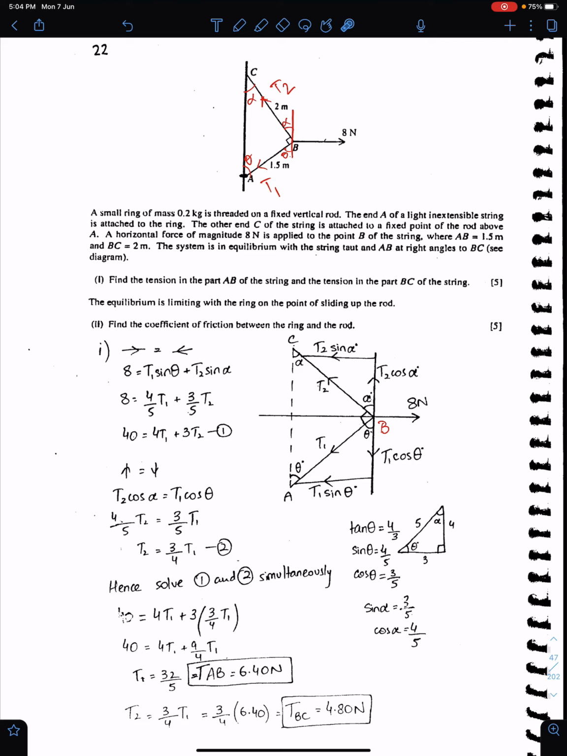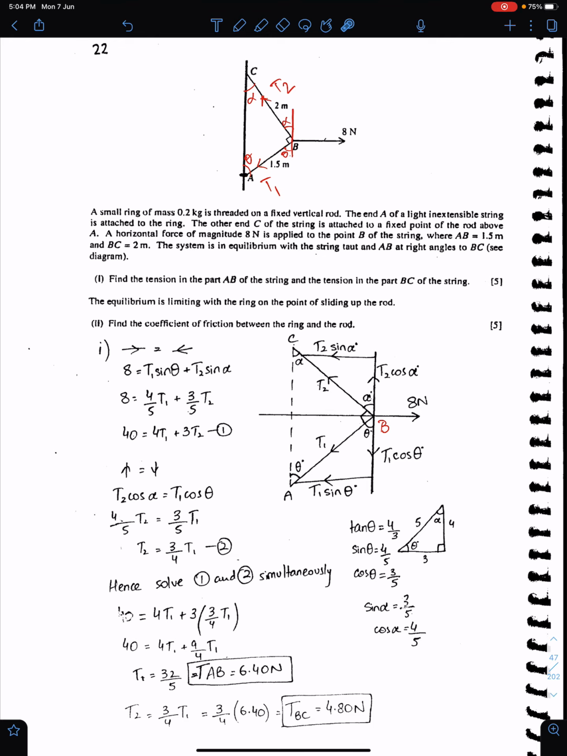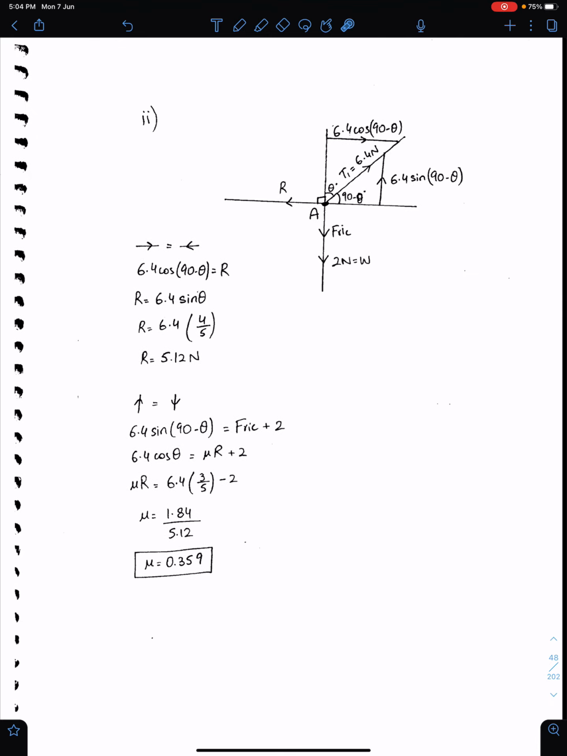When you resolve forces at A, T1 will act away from A in this direction. Normal reaction force is here because it makes 90 degrees with the rod. Since this ring is about to move up the rod, friction will act down the rod in this direction. This is the weight of ring A. This angle is theta. You have an option.